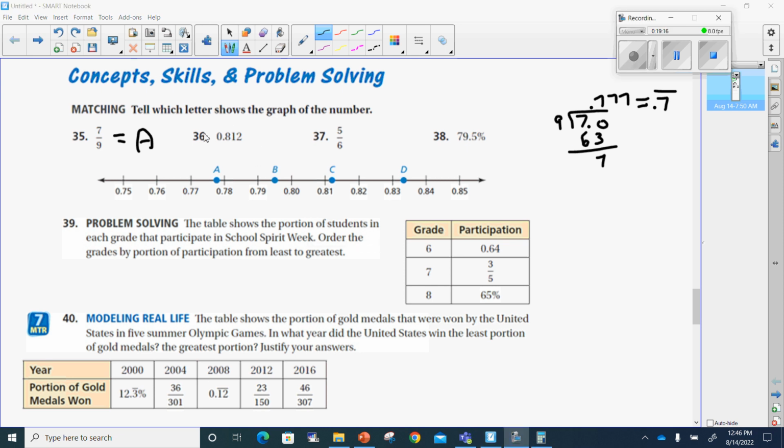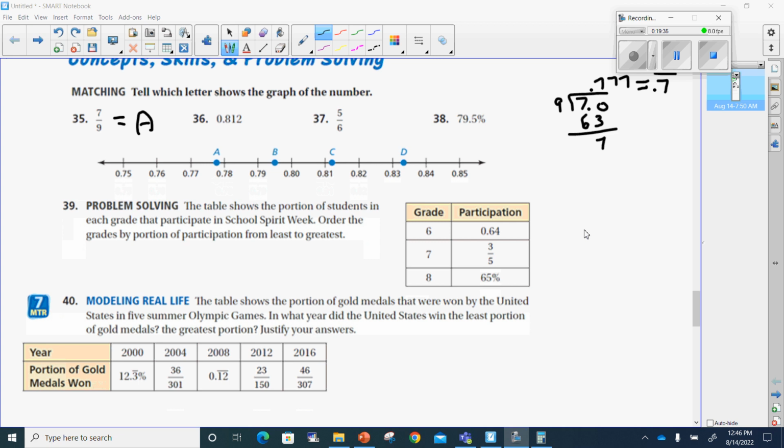Just for number 36 to 37, remember, if it's in decimal form, you already know where to go. If it's a fraction, take the top number divided by the bottom number, and if it's a percent, move that decimal over twice before you start looking for it, okay? All right, let's move on.